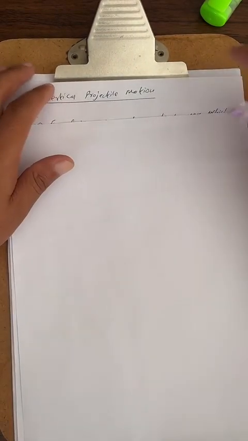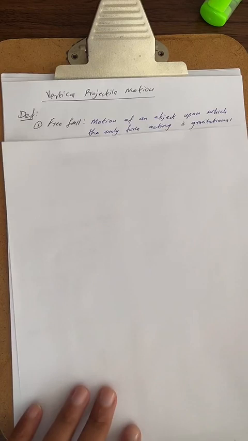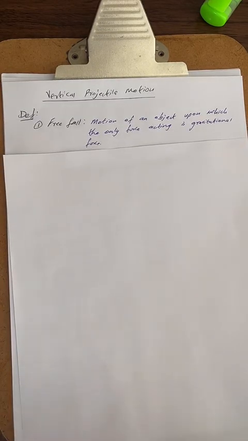Now we start with vertical projectile motion from the beginning. What you need to know always. The first thing you need to know in every chapter is your definitions. We have only two definitions for vertical projectile motion. And the first definition is free fall.